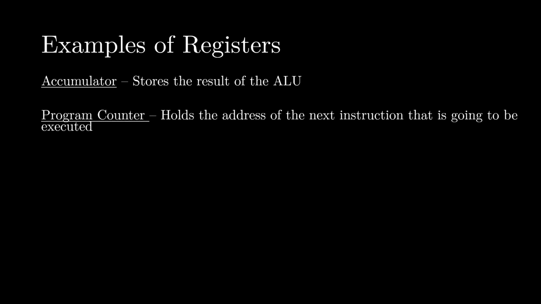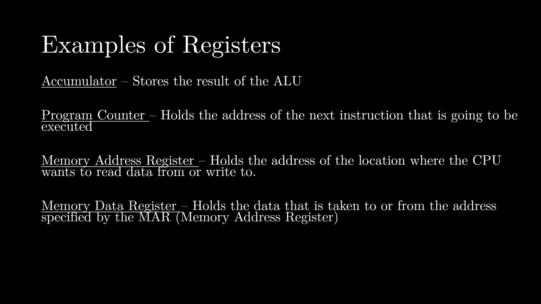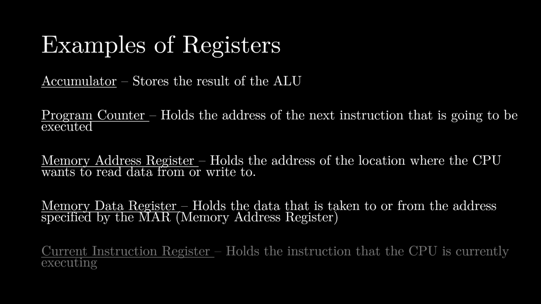Some examples of registers include the accumulator, which stores the result of the ALU, the program counter, which holds the address of the next instruction that is going to be executed, the memory address register, which holds the address of the location where the CPU wants to read data from or write to, the memory data register, which holds the data that is taken to or from the address specified by the MAR. And finally, the current instruction register, which holds the instructions that the CPU is currently executing.